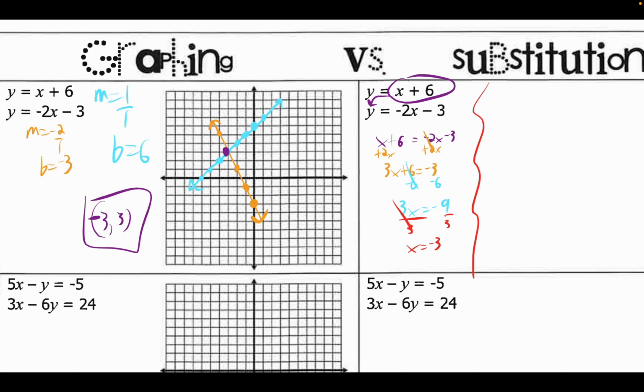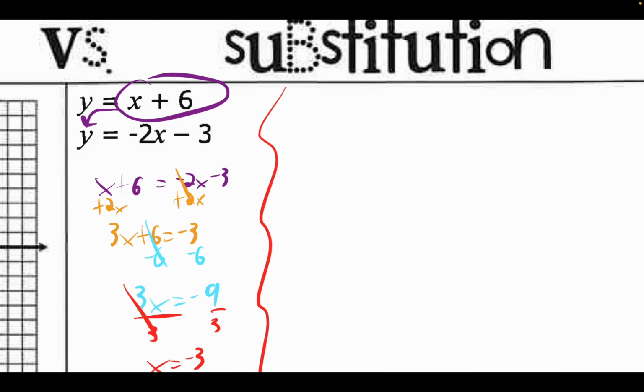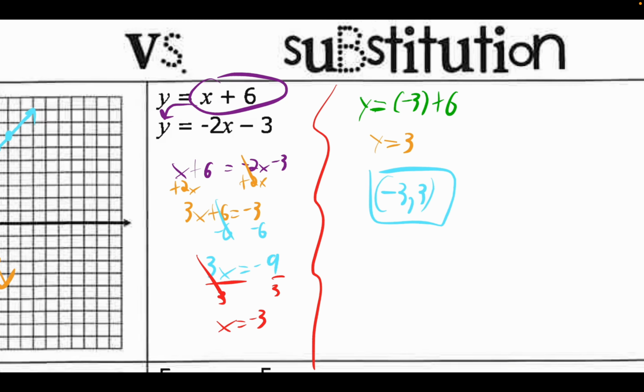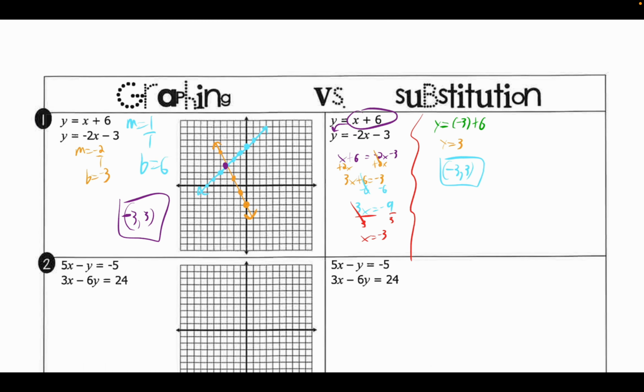Now, I plug it into either original equation to solve for y. I will plug into the top one here, and I get y equals negative 3 plus 6 instead of x plus 6, which is just 3. And so that would be my ordered pair, negative 3, comma 3, which once again is the exact same answer we had when we graphed it. And that'll happen every time as long as you do both methods correctly, of course.